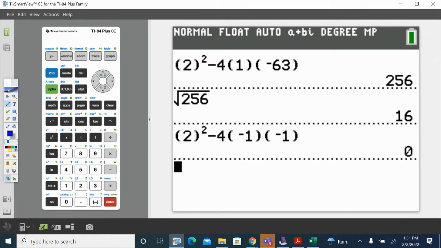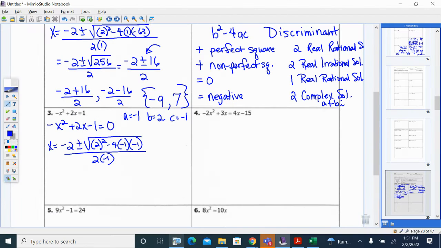And we should get 0, which we did. So when my discriminant is equal to 0, what I just told you is that tells us that we have one real rational solution. And y'all, what that means is this parabola is only hitting the x-axis one time. So back on example number 1, the parabola hit the x-axis at negative 9 and a positive 7. But in number 3, it's only going to hit at one spot.